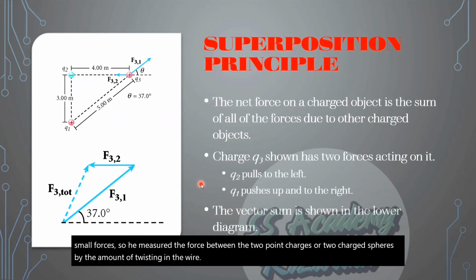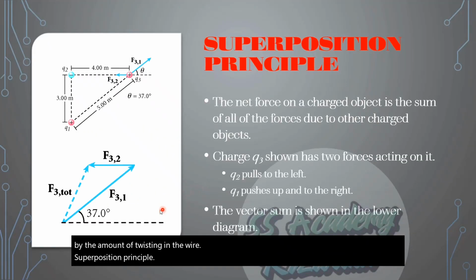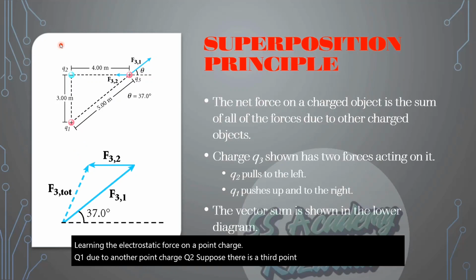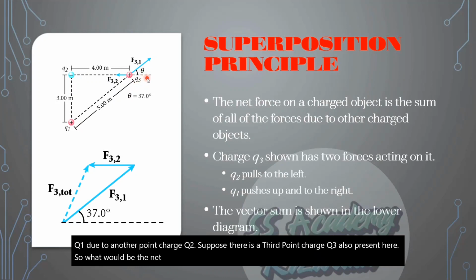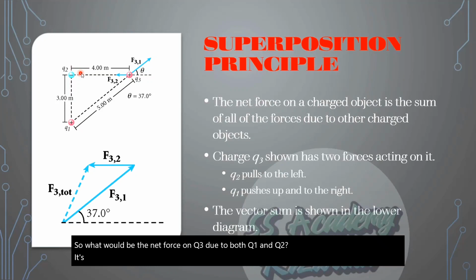Superposition principle. Up to now, you have been learning the electrostatic force on a point charge Q1 due to another point charge Q2. Suppose there is a third point charge Q3 also present here. So what would be the net force on Q3 due to both Q1 and Q2? It's very convenient to deal with such a problem if we do it in parts. I have listed the steps here.